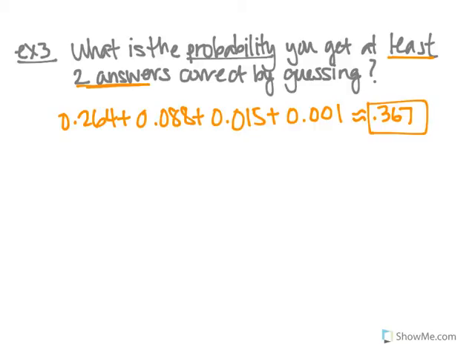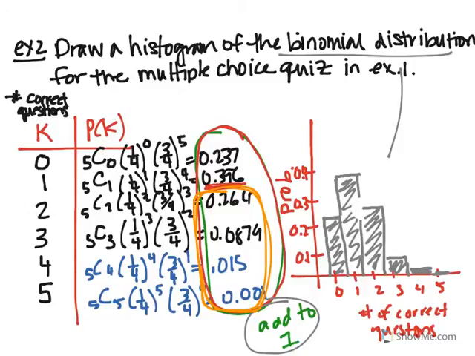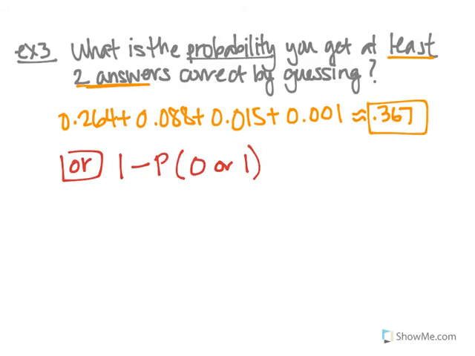Another way you could have done this: at least 2 is the same thing as the complement, 1 minus the probability, and the opposite or the complement of at least 2 would be getting 0 or 1 correct. So I could go back to the table and do 1 minus these two guys. See how they're not included? Because remember, these all add up to 1. So that's another way you could do it. And if you notice, if I take the complement and subtract it from 1, I get the same thing as well. So it's just two ways of doing the same thing.